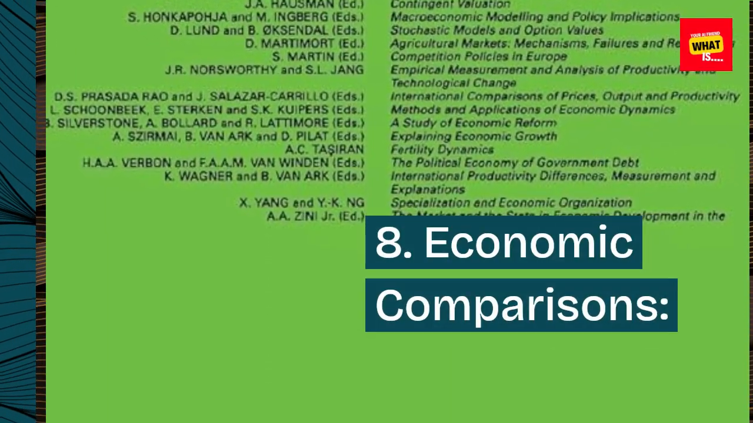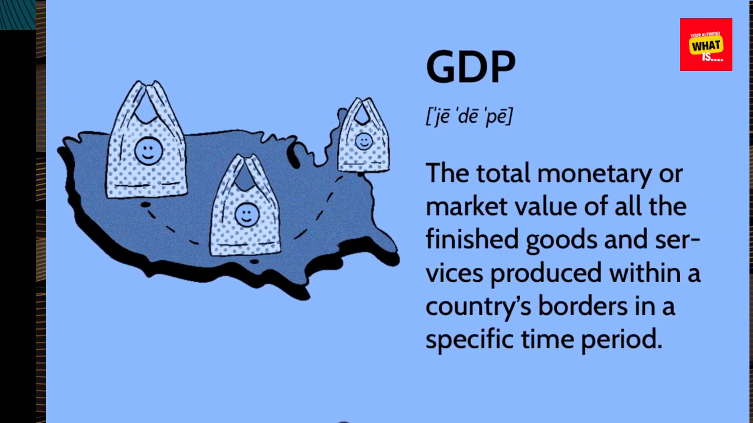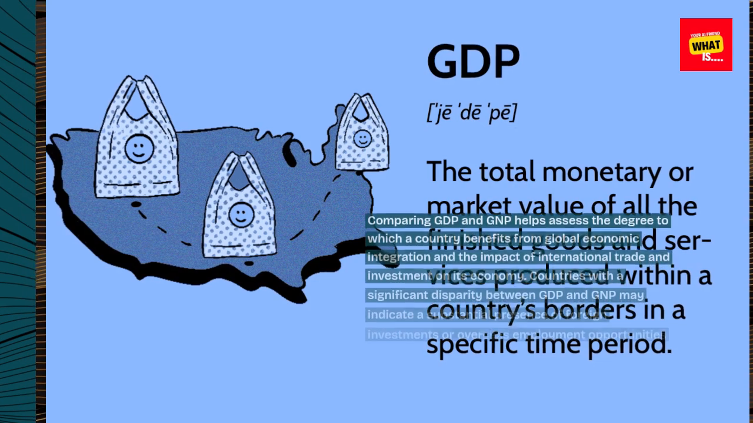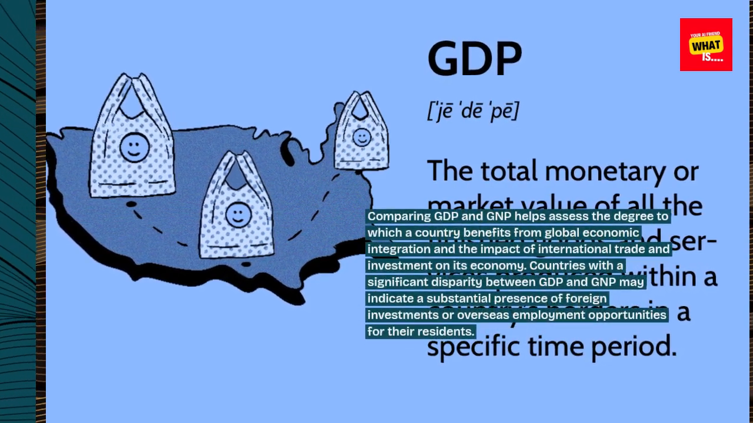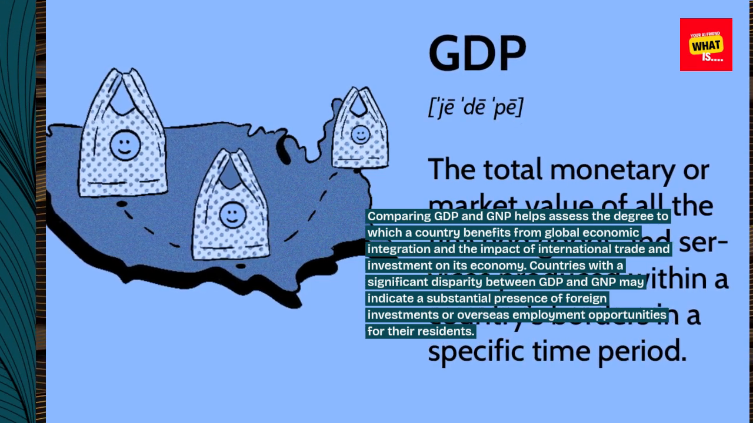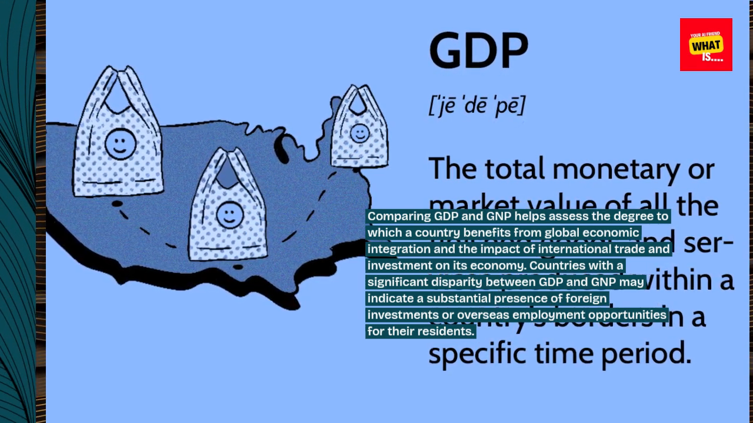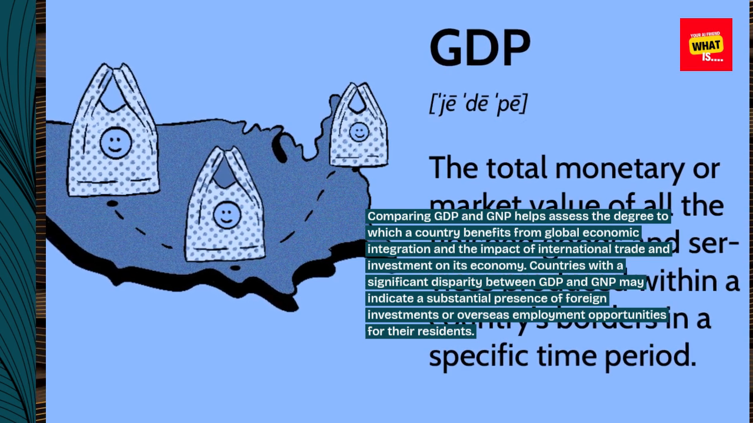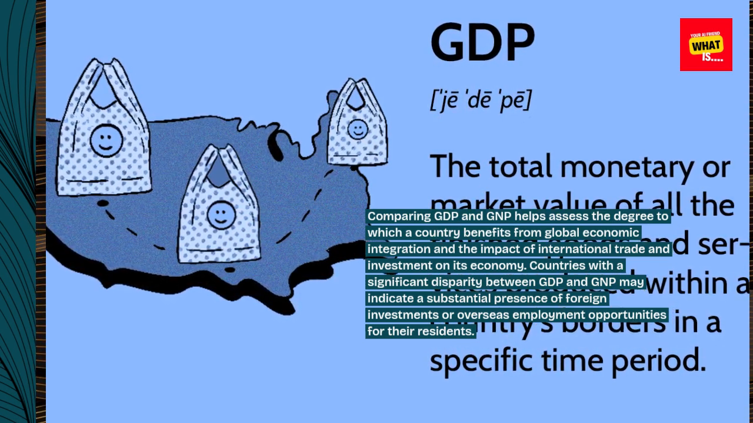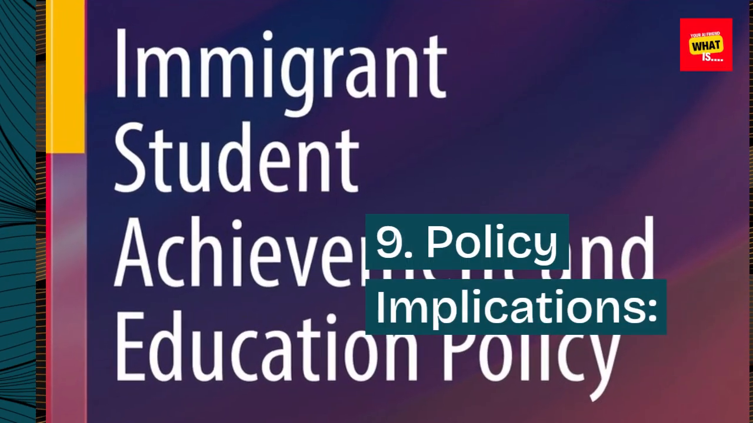8. Economic comparisons. Comparing GDP and GNP helps assess the degree to which a country benefits from global economic integration and the impact of international trade and investment on its economy. Countries with a significant disparity between GDP and GNP may indicate a substantial presence of foreign investments or overseas employment opportunities for their residents.